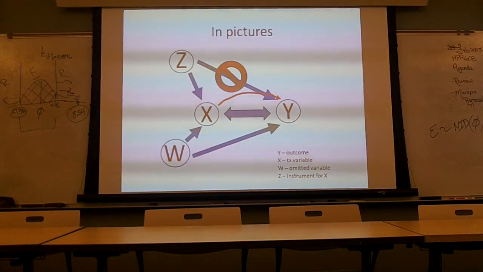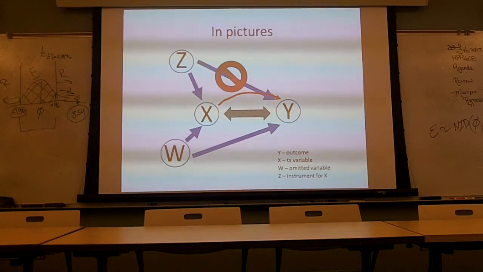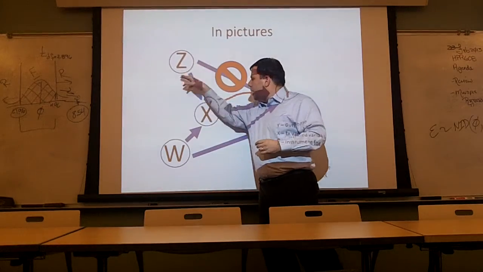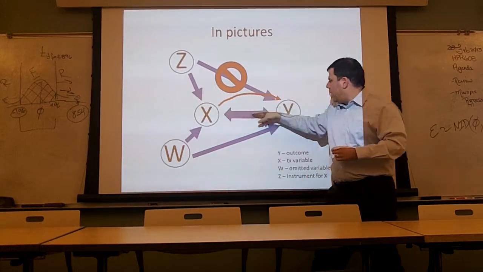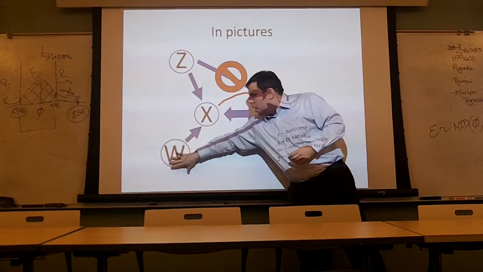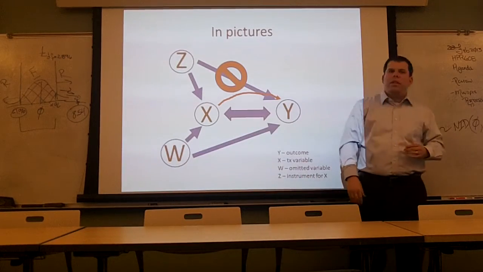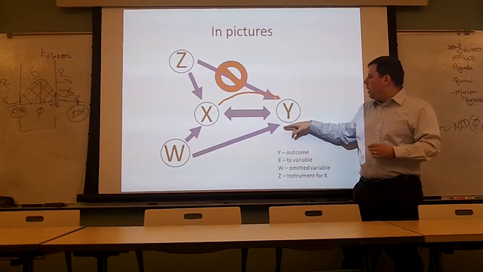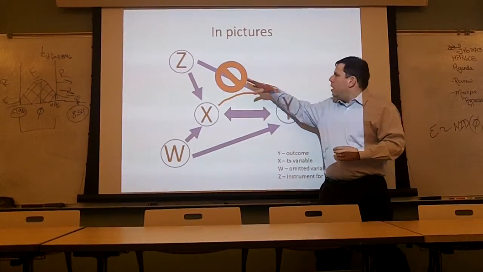And then awesome pictures, Ghostbuster style. So this is our instrument, Z. It should be correlated with X. X may have some reverse causality with the outcome Y. There may be some observed and/or unobserved confounders, W, which are influencing both treatment status and outcomes.